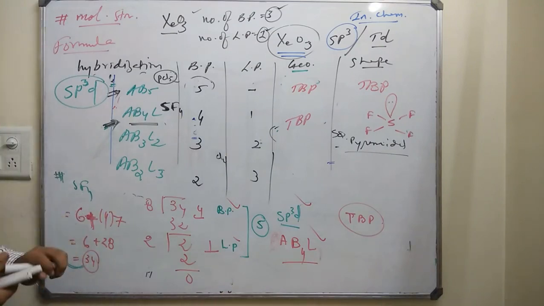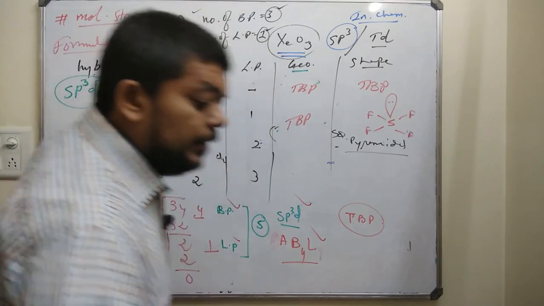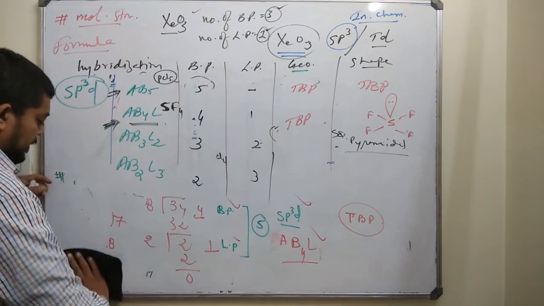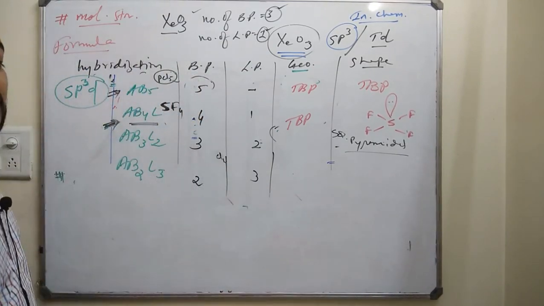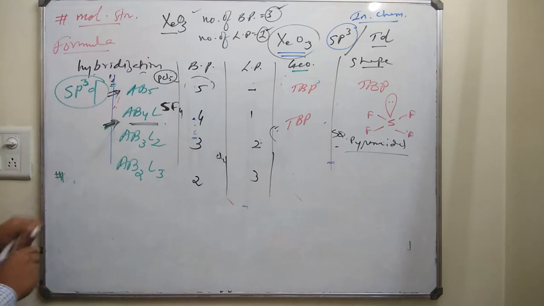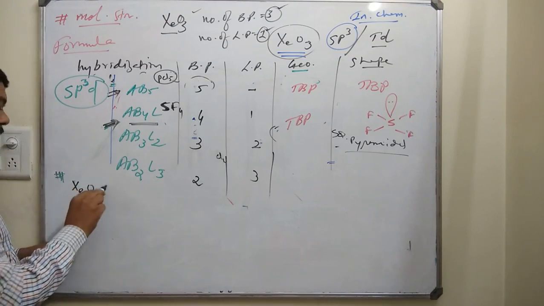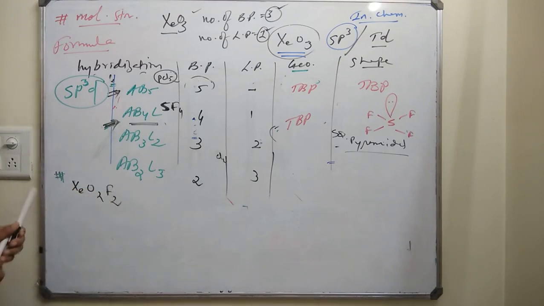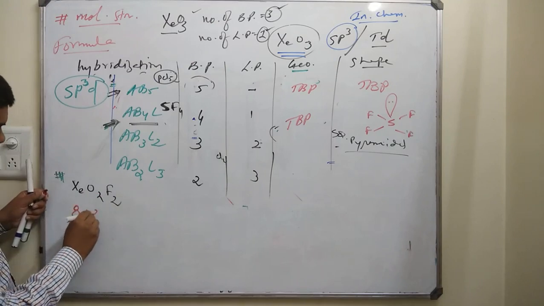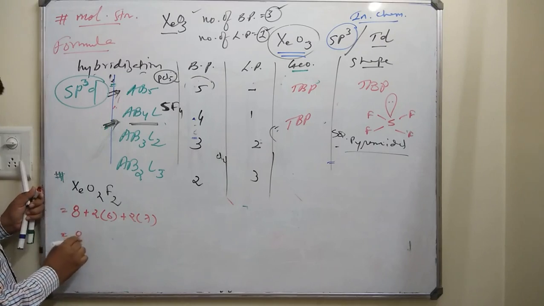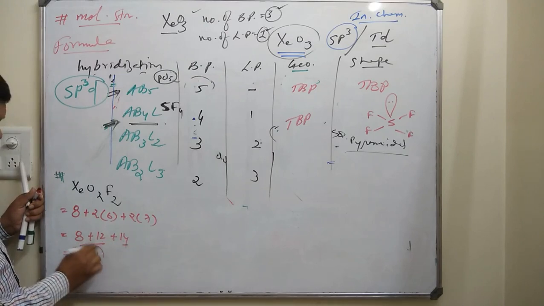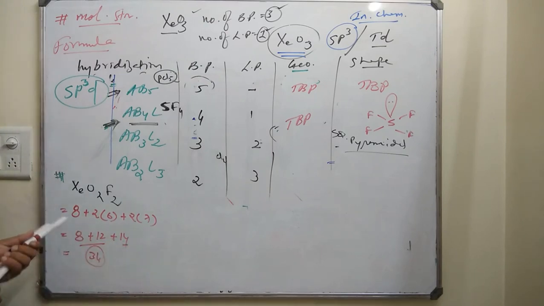Always remember, I have one more very lucrative example over here. Let us check what happens in that example. Everything will be similar to SF4, but at the last moment the shape will change. Let us take the example and check whether what we are speaking is correct or not. XeO2F2. Xenon has 8 valence electrons. You have 2 oxygens, 6 each. You have 2 fluorines, 7 each. So 8 plus 12 plus 14, it's 20, and 14, 34. So the total is 34.